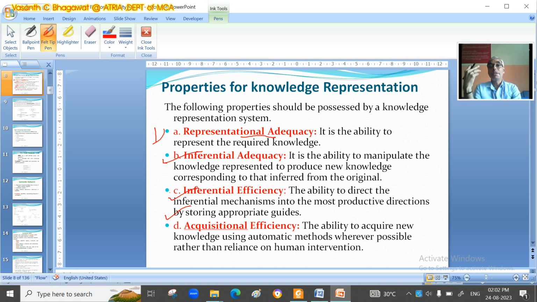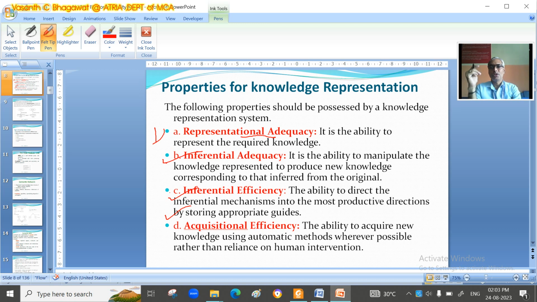Then we have inferential efficiency. The next two points talk about efficiency. Does our knowledge base system have the ability to infer, and is the mechanism you are going to store efficient enough? It should be very efficient. It should not happen that today it gives you some conclusion and tomorrow the efficiency is not proper and keeps changing. Similarly, acquisitional efficiency: how far is the ability to acquire new knowledge.